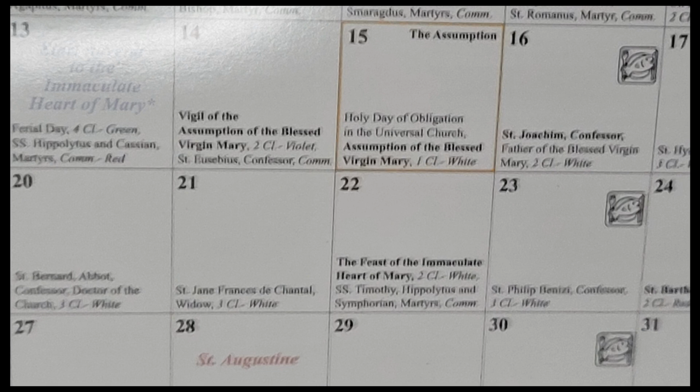But what that means is that when we say the Mass of the Feast of the Immaculate Heart of Mary, there's also 3 extra prayers that the priest says, an extra collect, an extra secret, and an extra post-communion, and they are to commemorate these 3 martyrs on the 22nd.